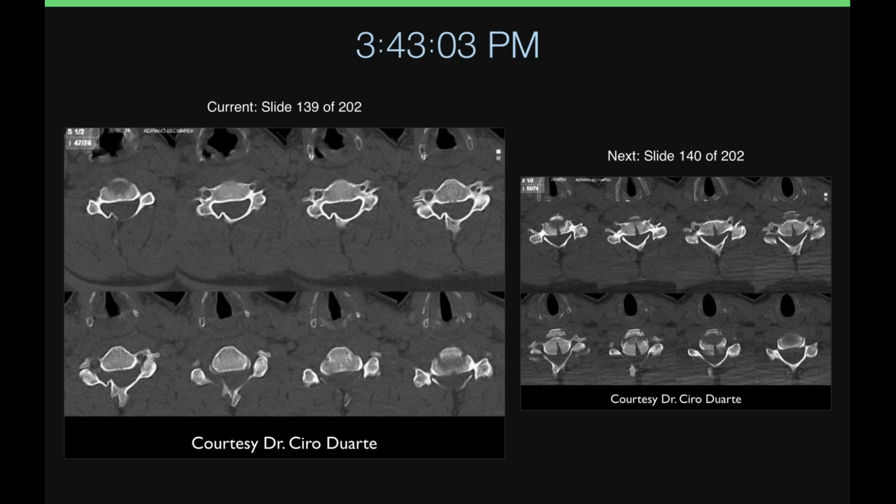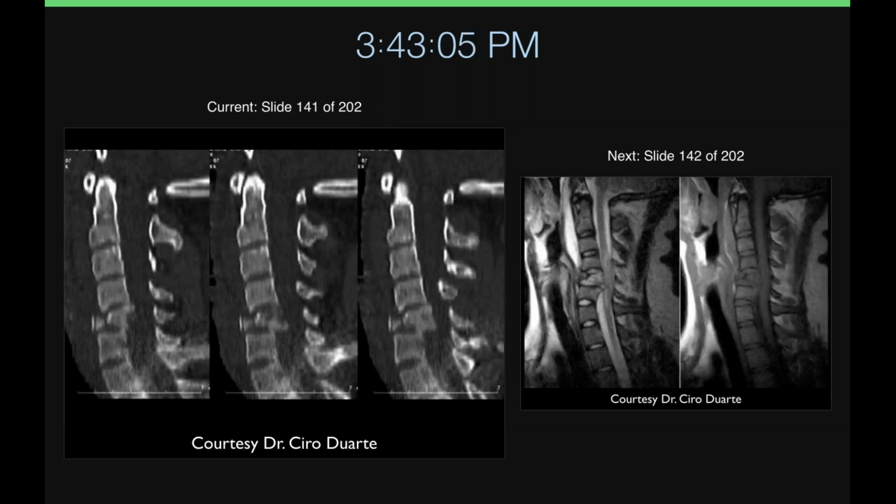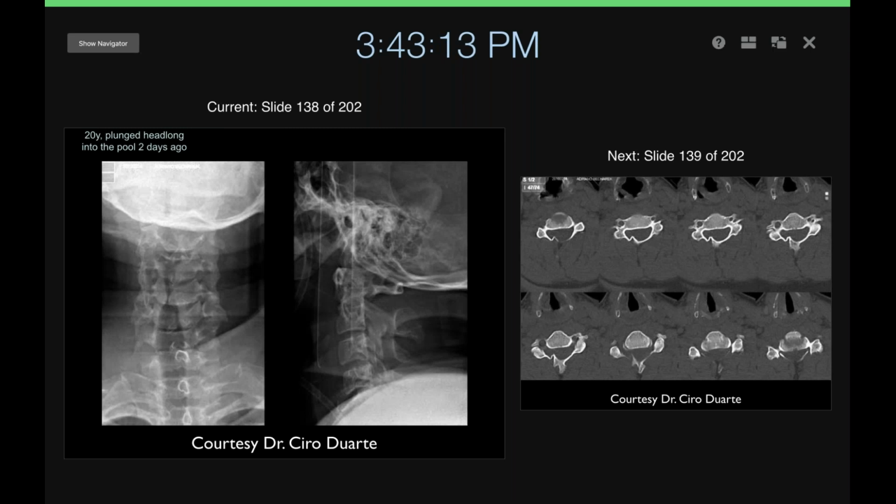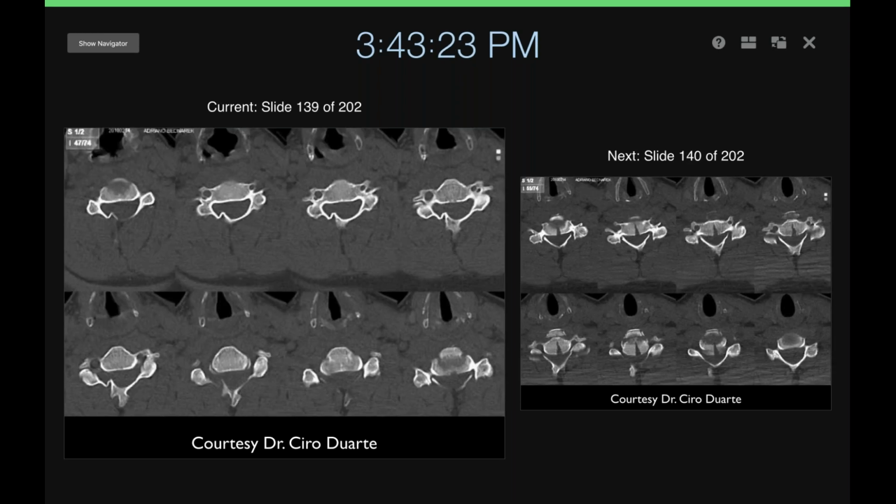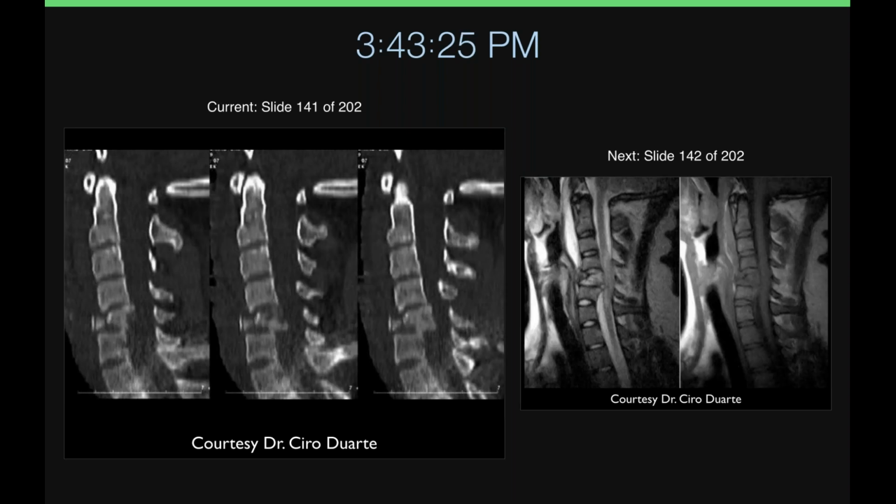So here are the axials, and here are the sagittal reconstructions. Of course, our X-rays didn't go down this far. Usually, we expect to see it all the way to C7. If I were reporting, the first thing I'd say is that we don't see lower than C4 in here. Sure enough, they're just hiding in the shoulders, I guess.